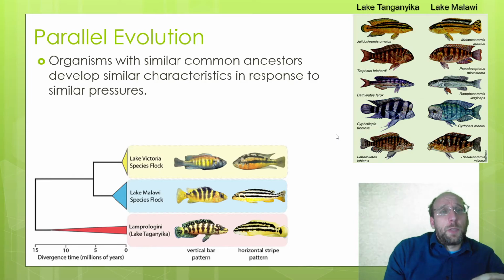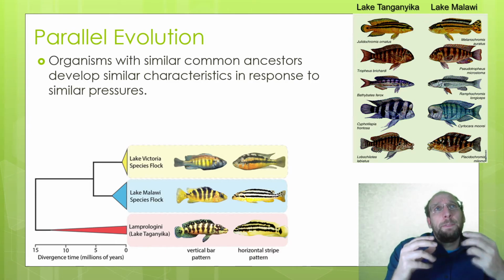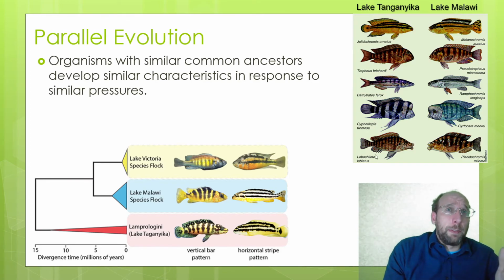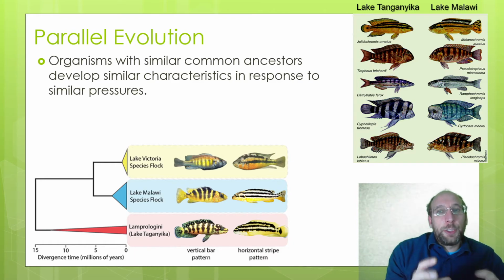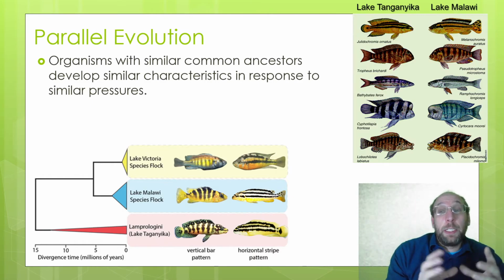Parallel evolution is where we have organisms that share a common ancestor, have been exposed to similar pressures, and have ended up evolving similar characteristics. So as an example, there are a couple of species of cichlid that have evolved from one singular species of cichlid in Africa. In these different lakes, they've undergone similar pressures, and in each of the lakes, there has been divergence among species to produce characteristics that are the same in each of the lakes.